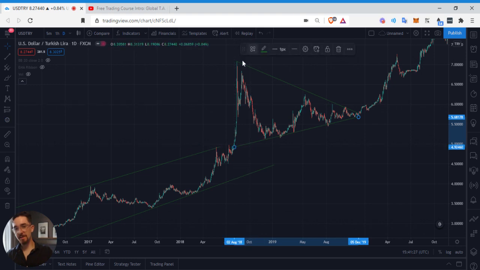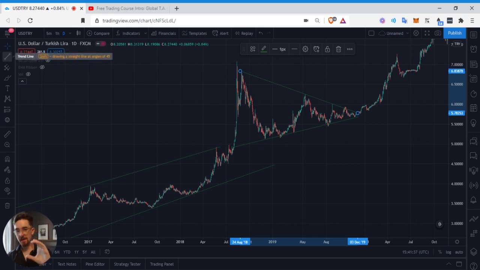You want to draw your triangle like this, and you don't want to take this top part. Rather, you want to go like this. Okay, well then that's fine. That's completely fine. So how would you trade this? How would you set up your stop loss? How would you do this?